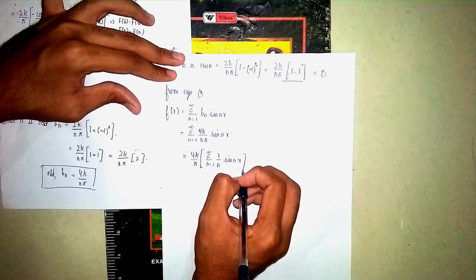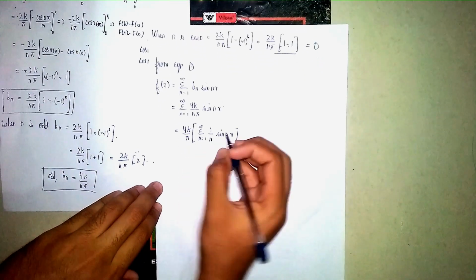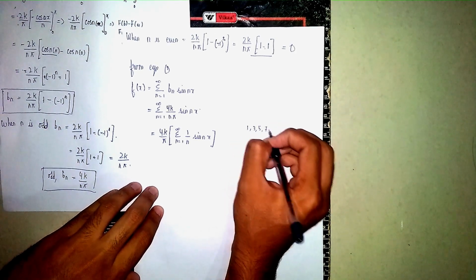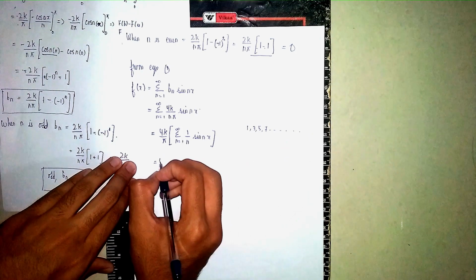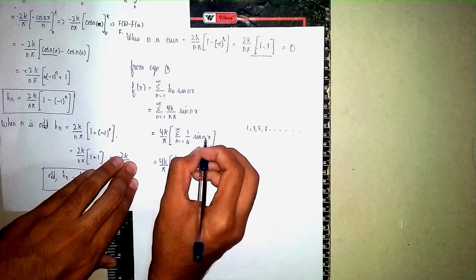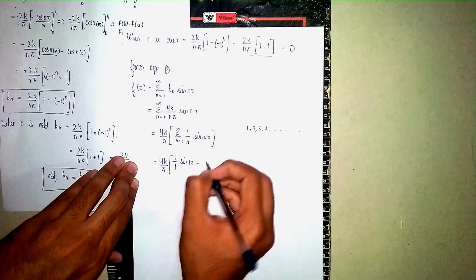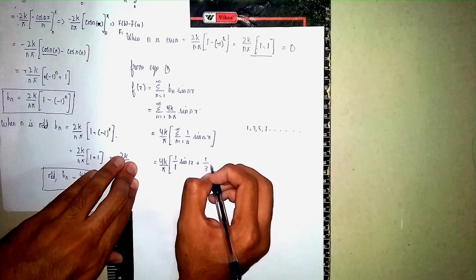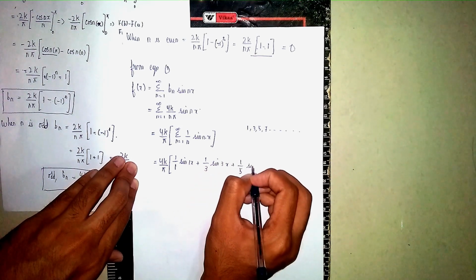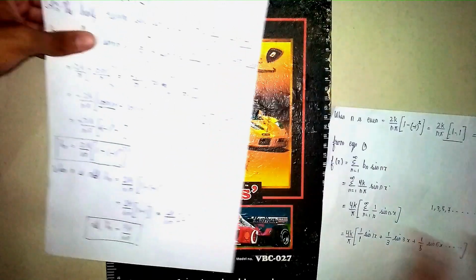Now we have to remove this summation. How do we remove it? By substituting the odd values 1, 3, 5, 7. So it becomes 4k by pi, then open the bracket, instead of n substitute the odd values: 1 by 1 sine 1x plus 1 by 3 sine 3x plus 1 by 5 sine 5x, till infinity. So this is our answer, the solution of this question.